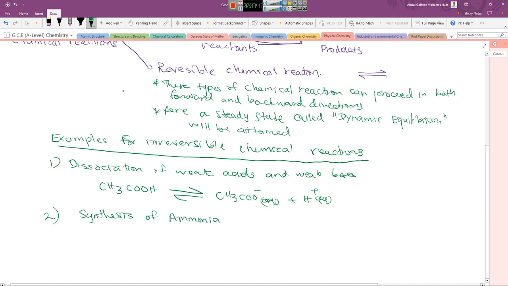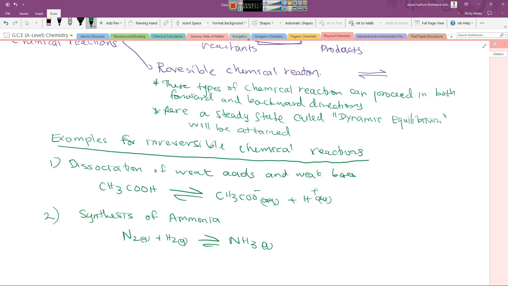In industrial chemistry, we will be talking about synthesis of ammonia in detail, but I just want to introduce the chemical reaction happening here. So we will have N2 gas and H2 gas as raw materials in order to produce ammonia gas. So this is also another example for irreversible chemical reactions.